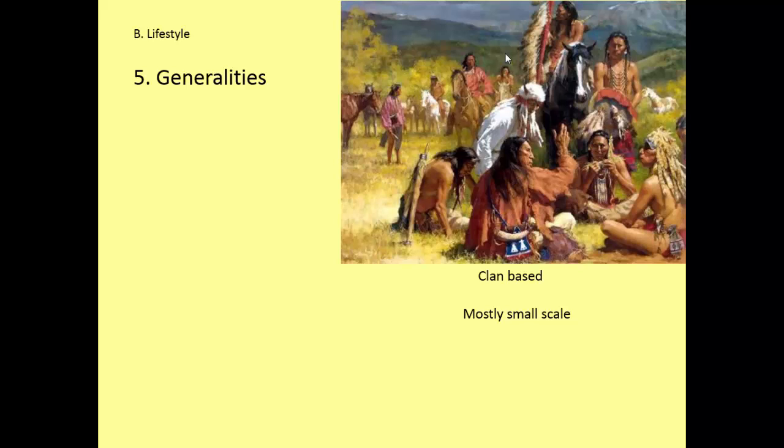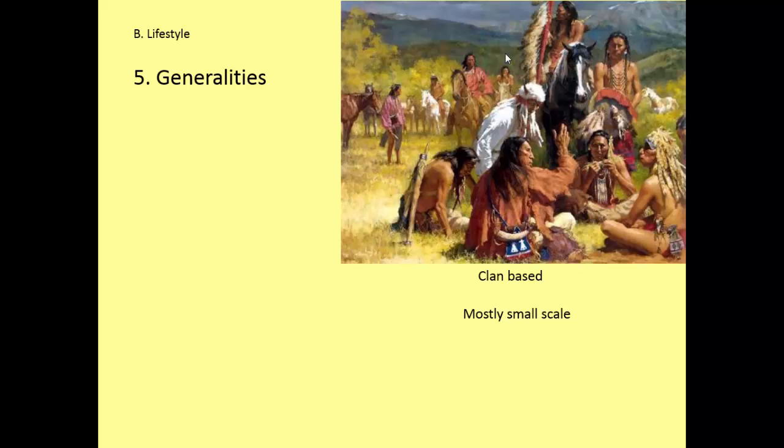So, generalities. This is our last slide. We've talked about how Native Americans are varied, but in order for us to have some discussion of them, we have to put them in large groups. So let's put all Native Americans in one big group, just so we can talk about it in a survey kind of way. Almost all Native Americans are clan-based. What that means is they live in small tribes, small groups that are related. We have extended families, moms, dads, cousins, aunts, uncles, and they form a tribe. So it's small and clan-based.